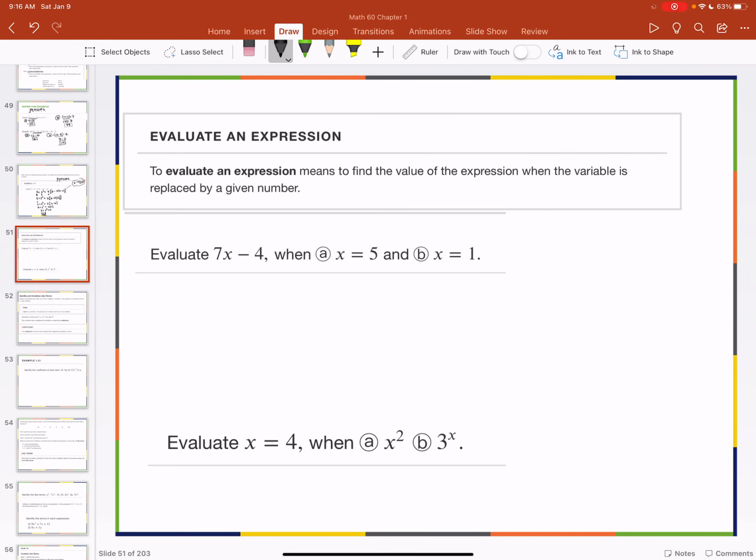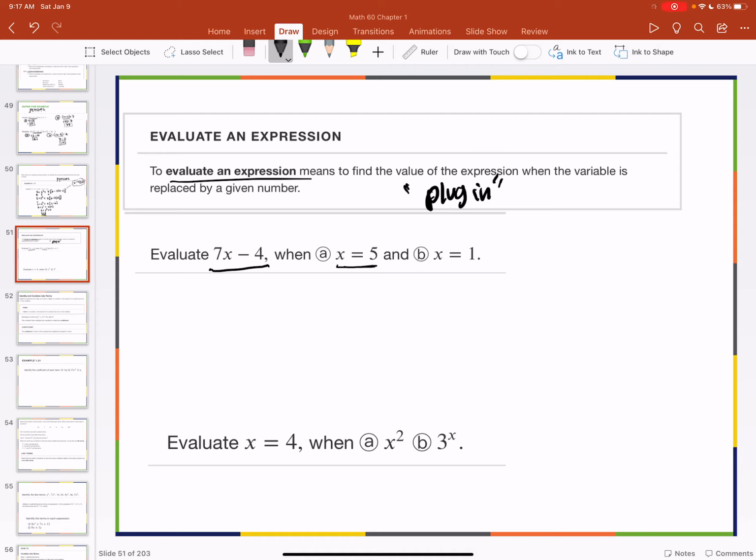All right, let's go over evaluating an expression. What does it mean to evaluate an expression? It means to find the value of an expression when the variable is replaced by a given number. Let me tell you in English. That means you're given an expression, and then you're given the value for the variable, you just plug it in. So in other words, plug in. That's an easier way to say that.